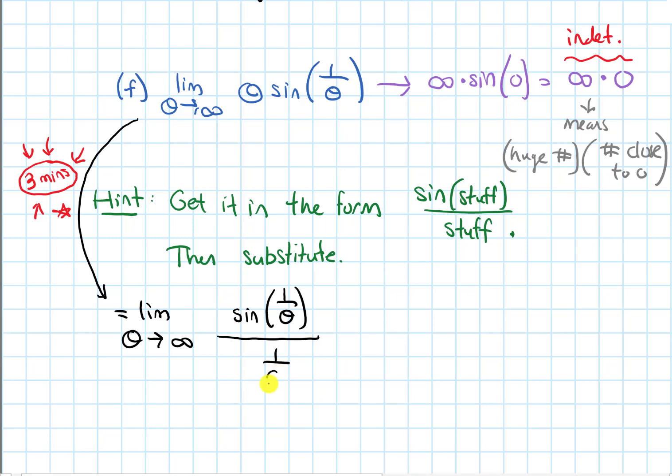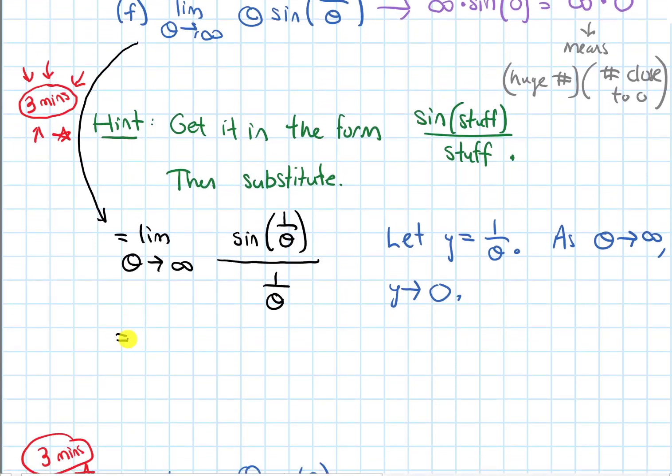And then the hint says, well, substitute. So I am going to let y be this stuff. I see the same thing in more than one spot. I'm going to let y be the 1 over theta. Okay, and as theta goes to infinity, I'm going to rewrite my whole limit in terms of y. So I need to know, well, what is y going to? So as theta goes to infinity, y is going to 1 over infinity, which is 0. Y goes to 0. Okay, so if I substitute in, we end up with the limit as y goes to 0 of sine of y over y, and I've turned it into my special limit, and that's 1.